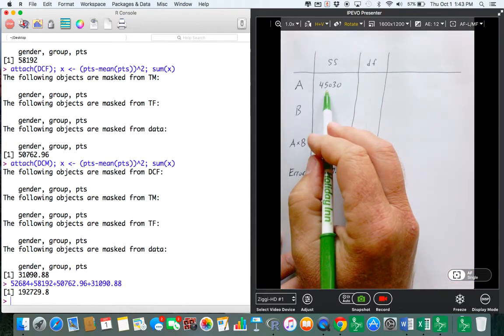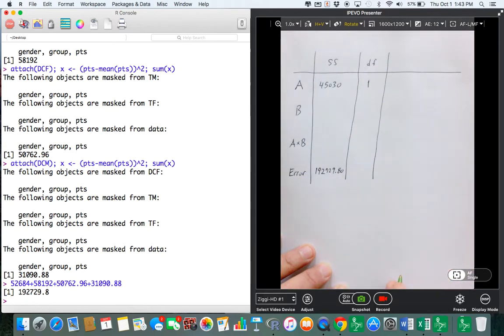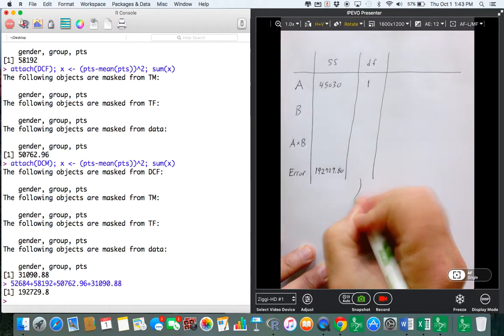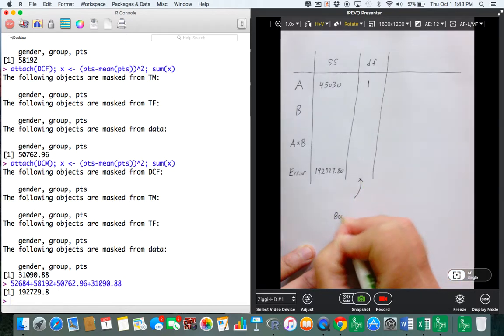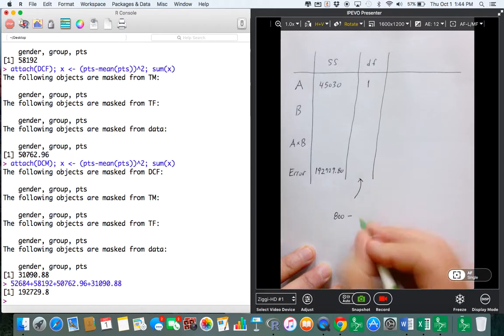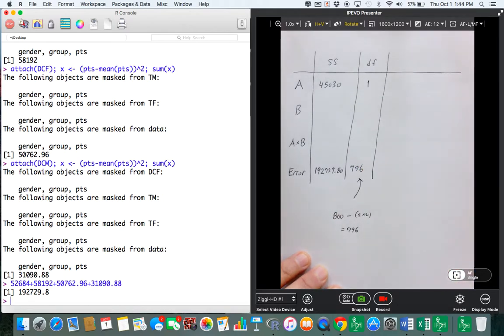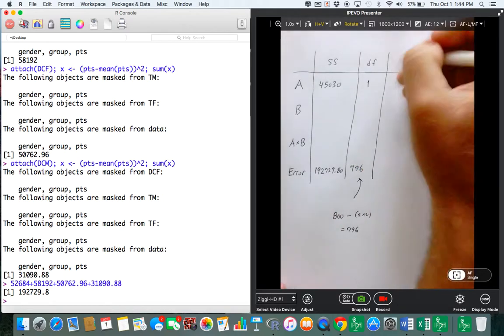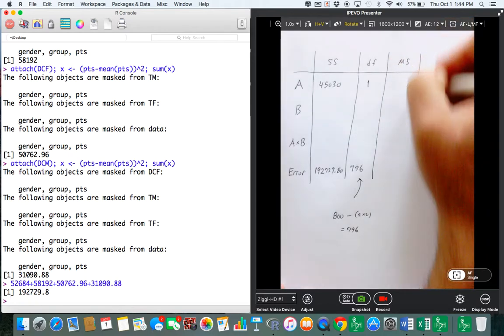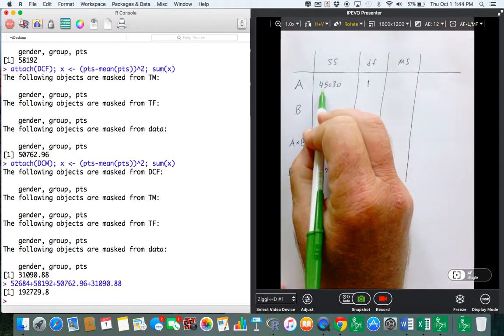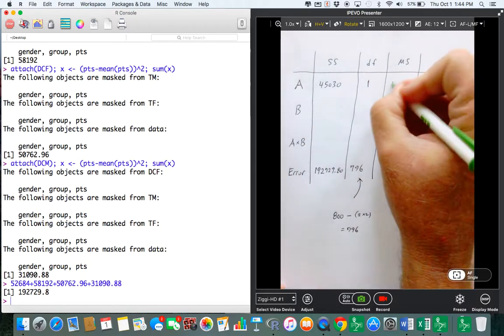My degrees of freedom. Group A is gender. I had 2 groups, so my degrees of freedom are 1. And my degrees of freedom for my error would be my total sample size 800 minus A times B, which is 796. Okay, mean square will be 45,030 divided by 1.